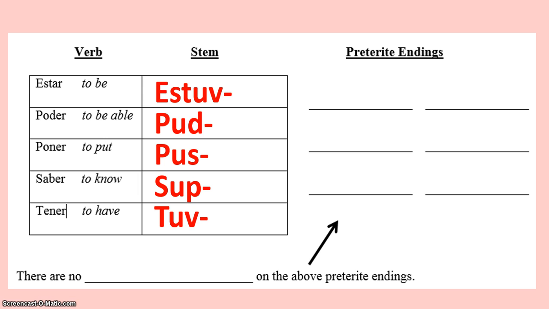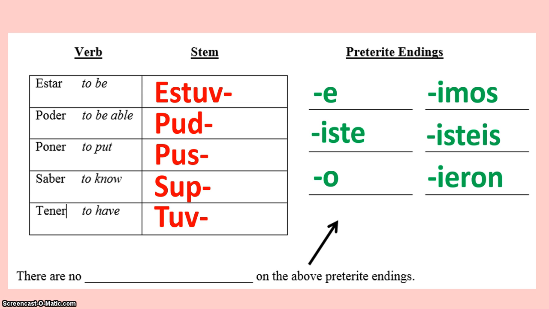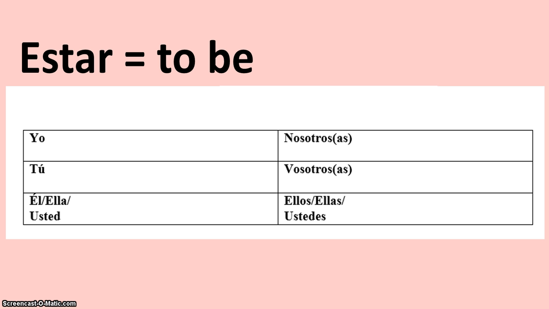Our preterite endings for these 5 irregular verbs are going to be e, iste, o, imos, and ieron. Please note that there are no accents on the above preterite endings. Let's go over individually the pronunciation of these verbs in the preterite.